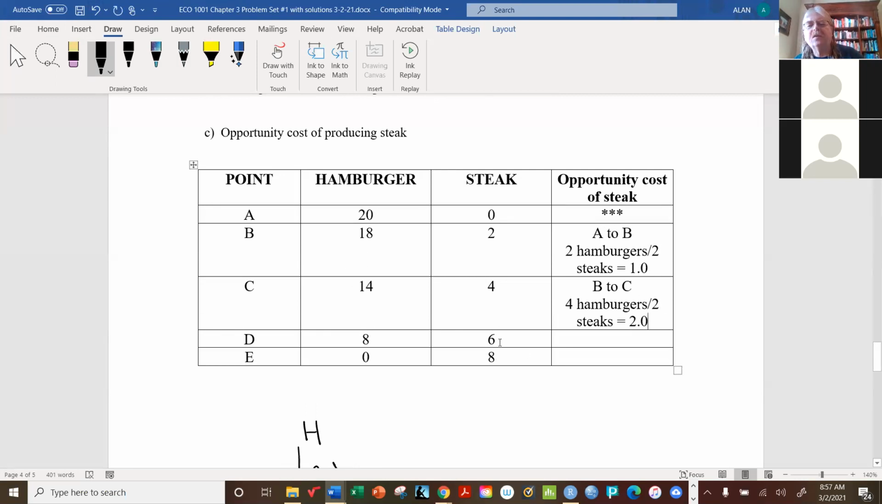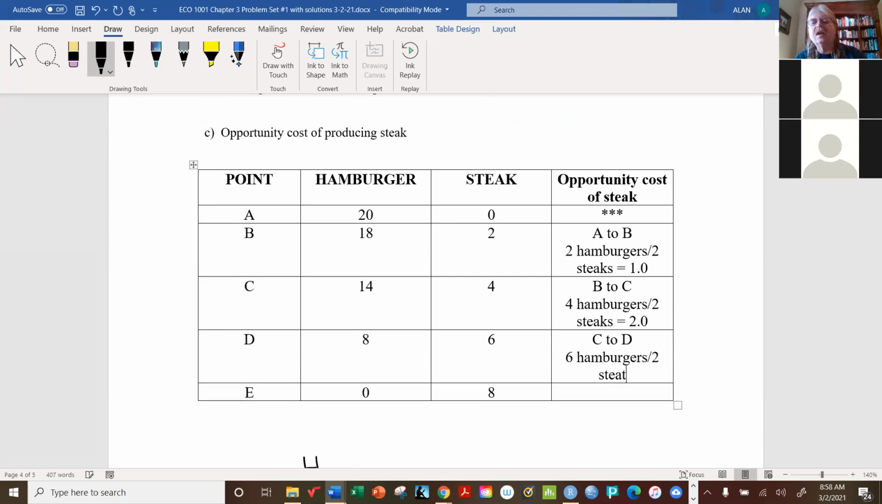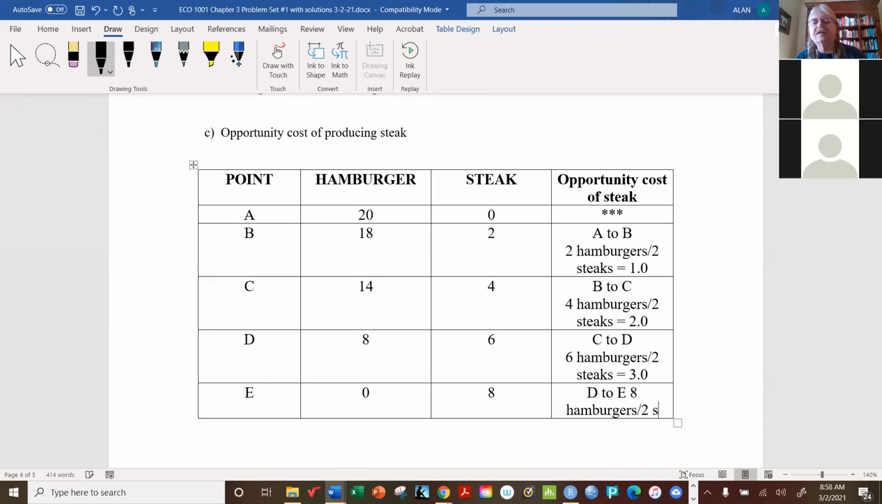So from B, 18 to 14. Now from C to D, we're losing 6 hamburgers when we go from C to D, and we're gaining 2 steaks. Ooh, man, these opportunity costs are rising very quickly, aren't they? Yes, they are. Okay. And then finally from D to E, we lost 8 hamburgers this time in order to get 2 more steaks. And that's 4.0.